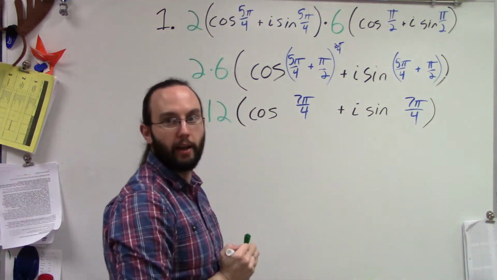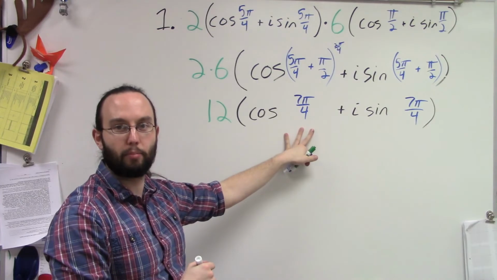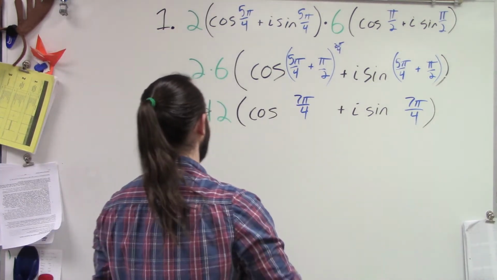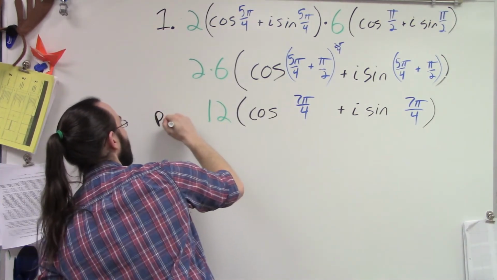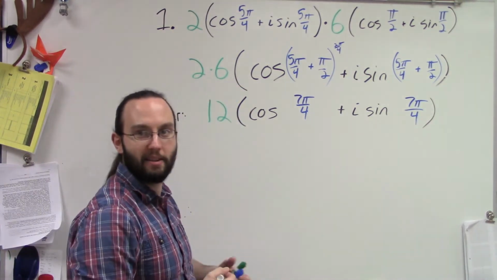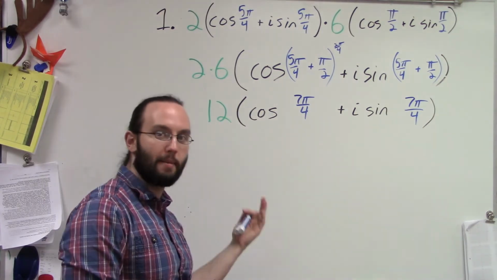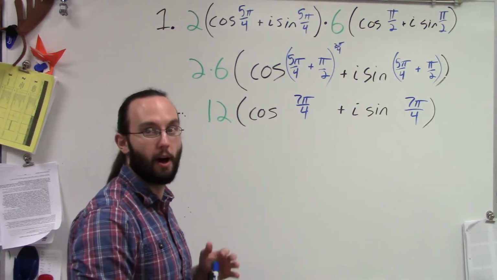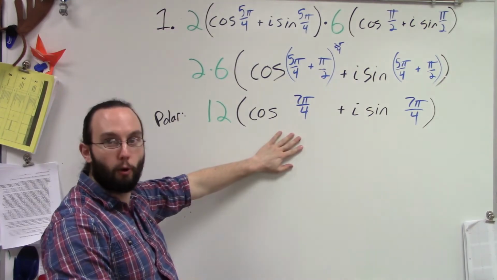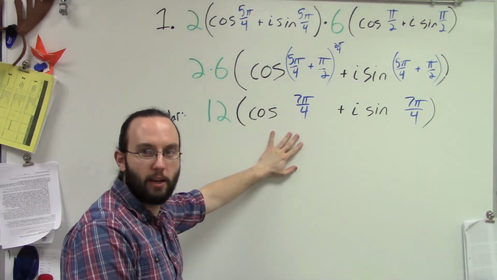So that's our product. Multiplying these two complex numbers together, we get back that product in polar form. Unfortunately, they didn't ask us for the product in polar form, they asked us for the product in rectangular form. So pay attention to instructions. Sometimes you're asked for one, sometimes you're asked for the other. If we're just asked for polar form, we're done. Unfortunately, we need to convert this thing to rectangular form.